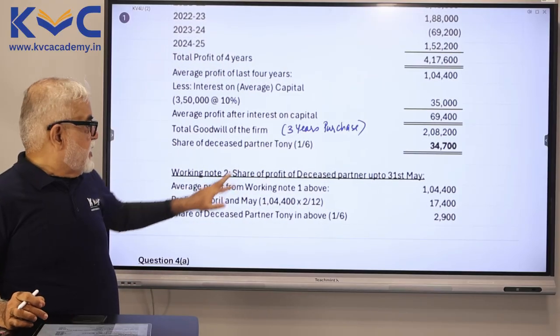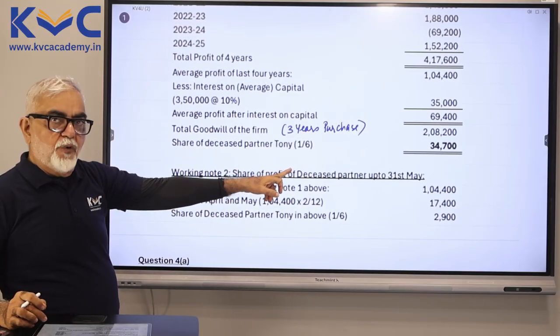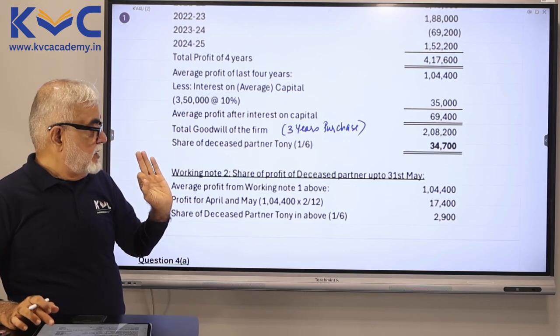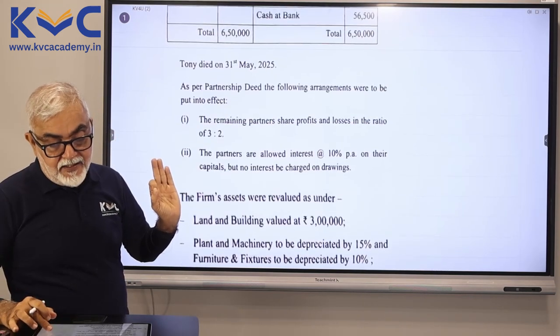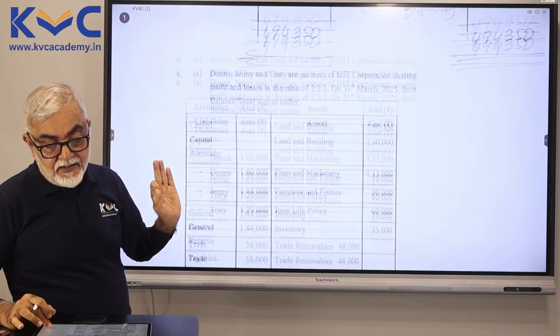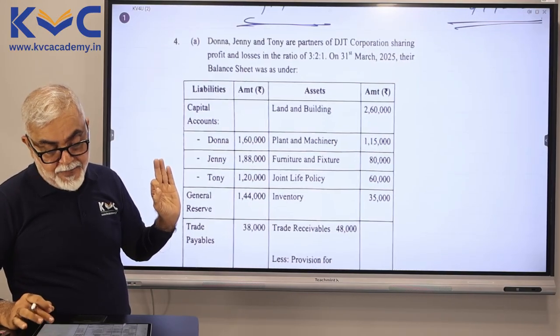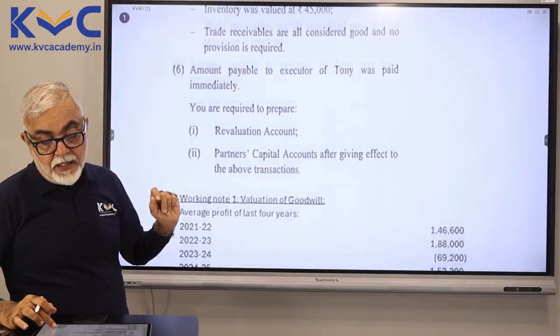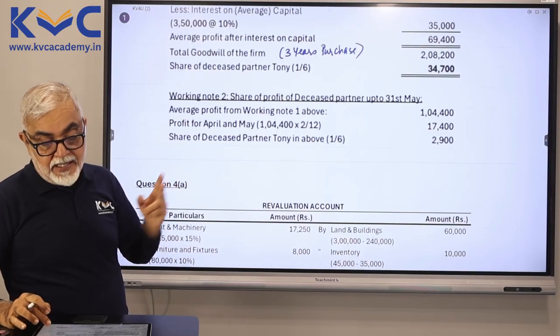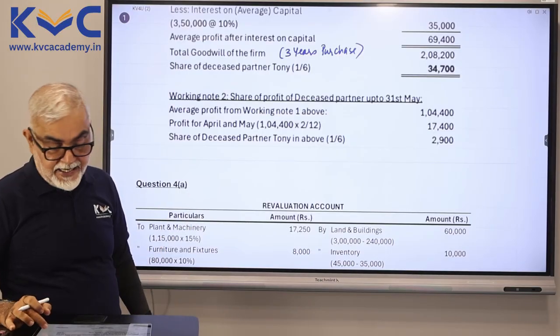What about the share of profit? Average profit is 1,04,400 for 2 months. He was alive till what date? Tony died on, that is important for us. He died on 31st of May. So for 2 months, I need to find out the profit. So 2 months is so much and his share is 2,900.